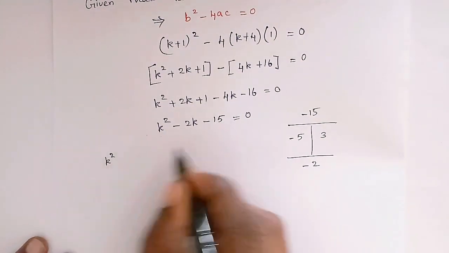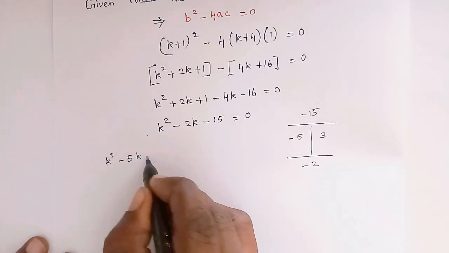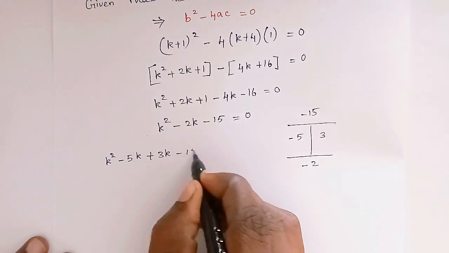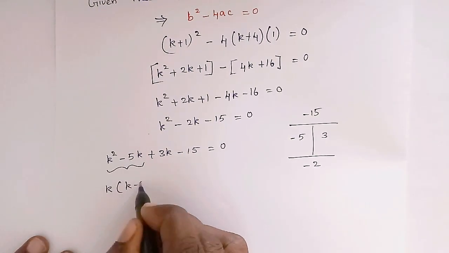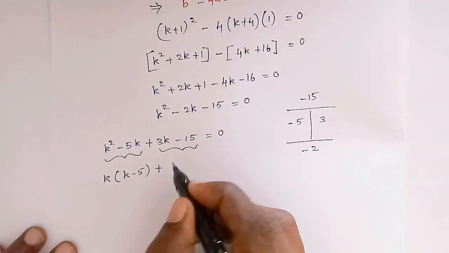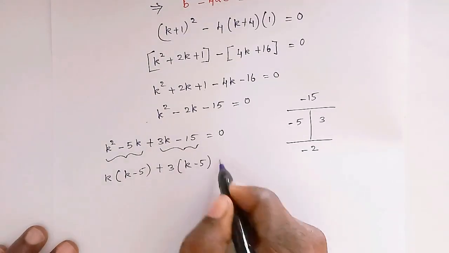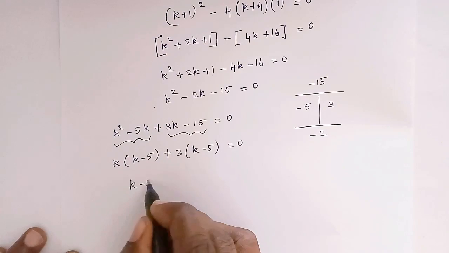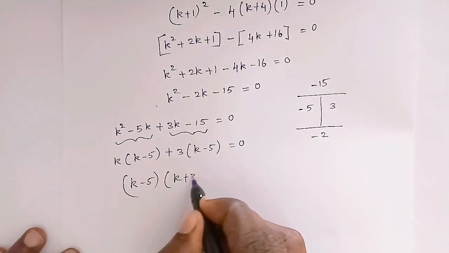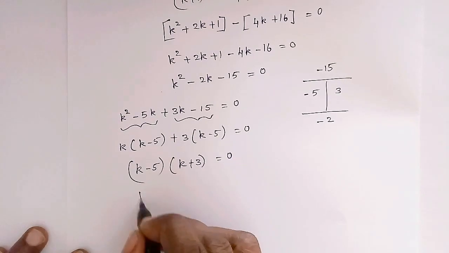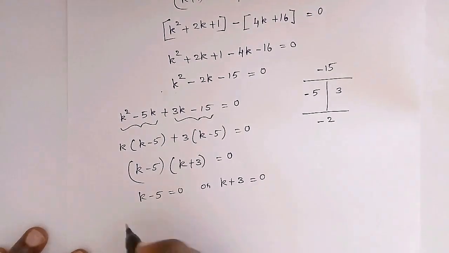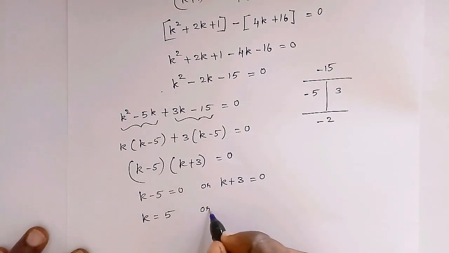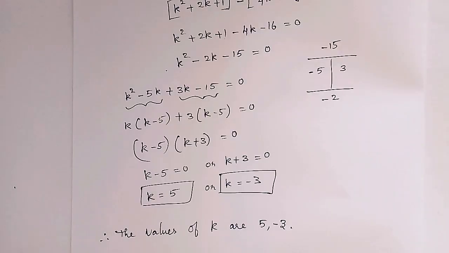Therefore, by splitting the middle term, k square minus 5k plus 3k minus 15 equal to 0. From the first two terms, k is common, that is k minus 5, plus the second two terms 3 is common, k minus 5 equal to 0. So k minus 5 is common, that is k minus 5 into k plus 3 equal to 0. Therefore k minus 5 equal to 0, or k plus 3 equal to 0, that is k is equal to 5 or k is equal to minus 3. Therefore the values of k are 5, minus 3.